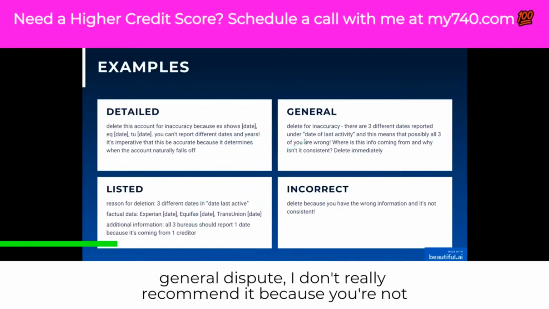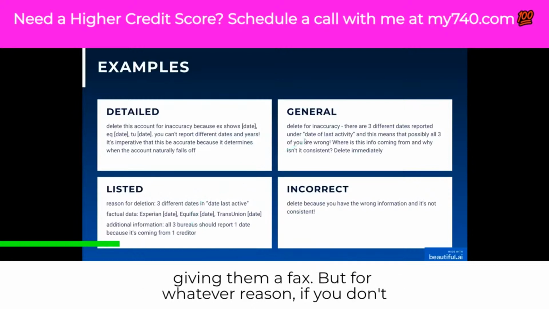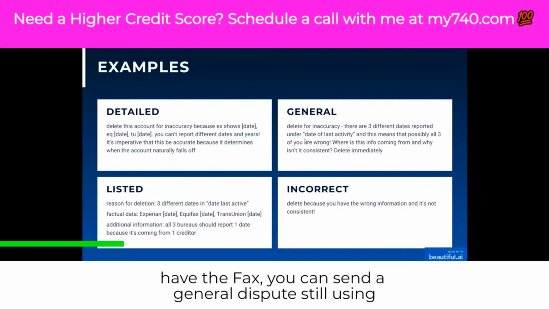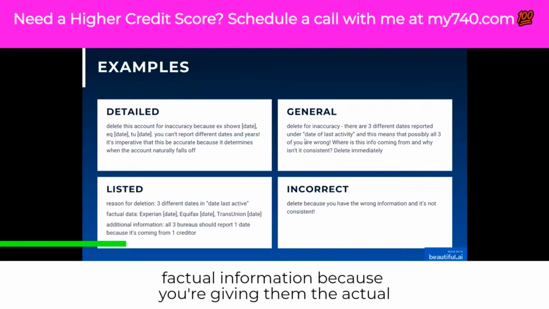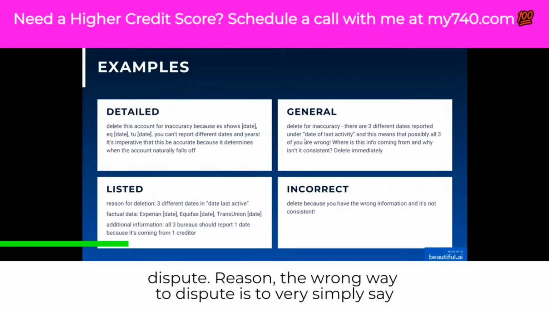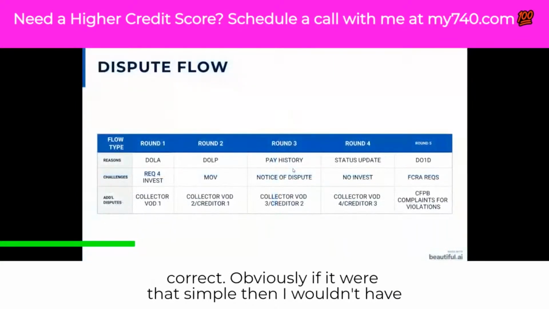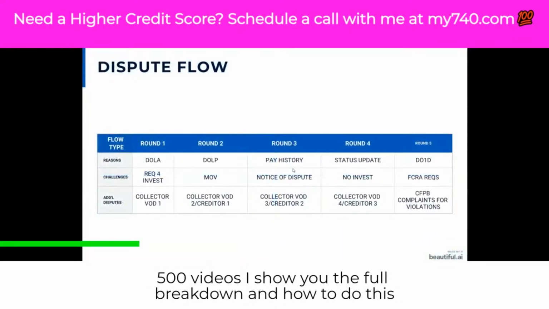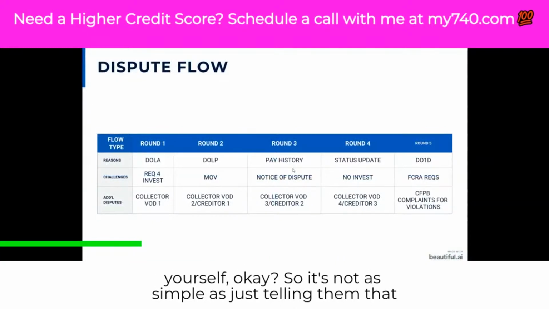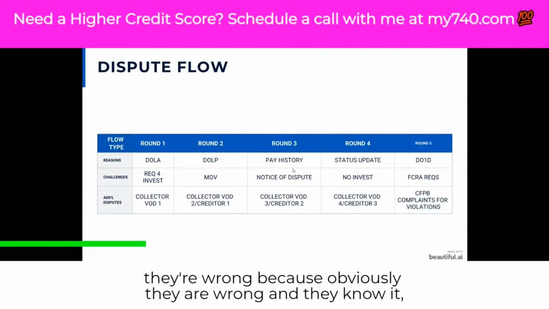Now, a general dispute, I don't really recommend it because you're not giving them the facts, but for whatever reason, if you don't have the facts, you can send a general dispute still using factual information because you're giving them the actual dispute reason. The wrong way to dispute is to very simply say, delete this because you have the wrong information and it's not correct. Obviously, if it were that simple, then I wouldn't have 500 videos that show you the full breakdown and how to do this yourself. Okay, so it's not as simple as just telling them that they're wrong, because obviously they are wrong and they know it.